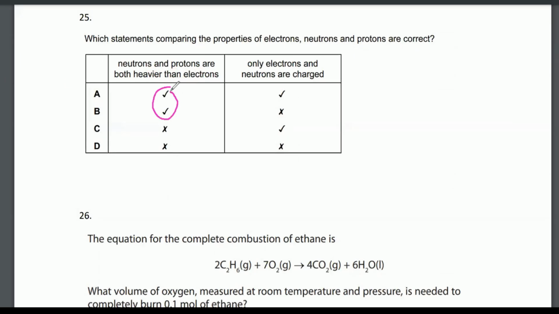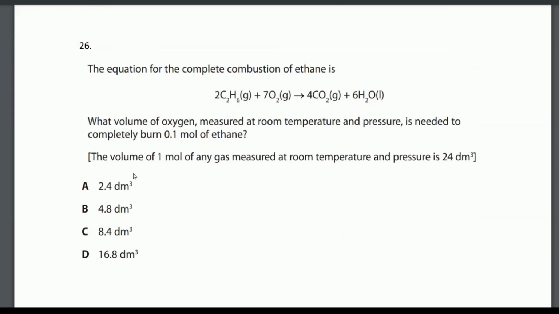25. Which statements comparing the properties of electrons, neutrons, and protons are correct? Well, we know that neutrons and protons are heavier than electrons. That's true, so A or B could be correct, but only electrons and neutrons are charged? No, that's not true. Electrons and protons are charged, so B is the correct answer.